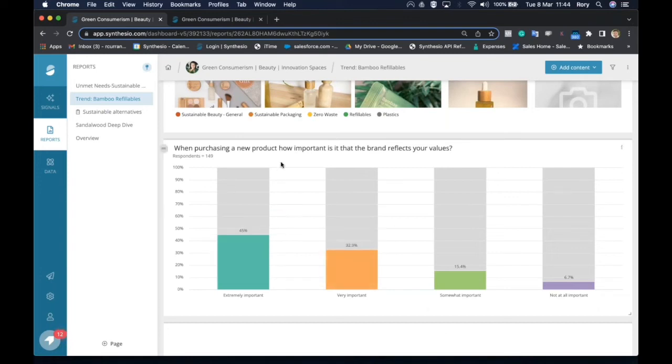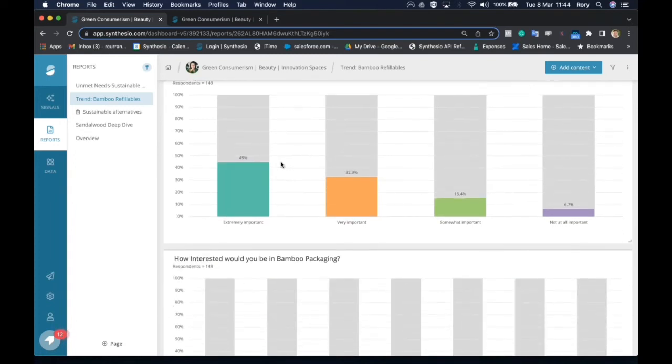So as you can see here, we asked the question, when purchasing a new product, how important is it that the brand reflects your values? And it's probably no surprise to you that the majority of respondents said it is in fact extremely important that brands reflect their values through the lens or the purpose of sustainability.